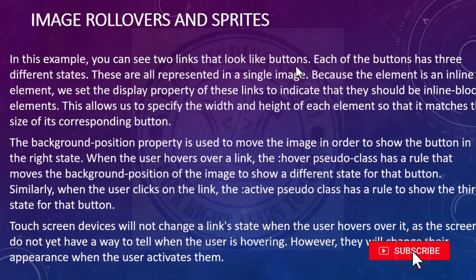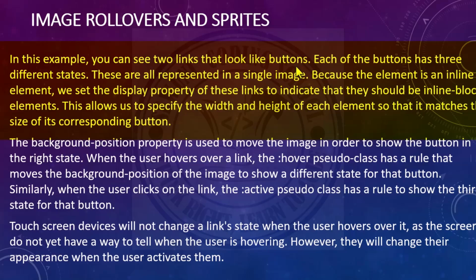Now you realize that in the example we just used, you can see two different links that look like buttons. They are links, but they look like what? Buttons that are clickable. Each of the buttons has three different states. These are all represented in a single image. Because the element is an inline element, we set the display property of these links to inline block. This allows us to specify the width and the height of each element so that it matches the size of its corresponding button.